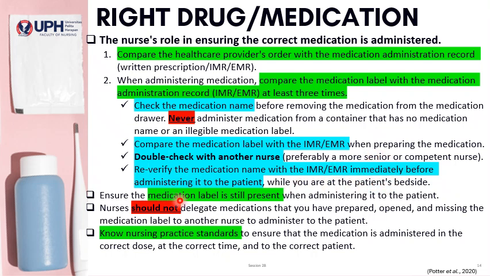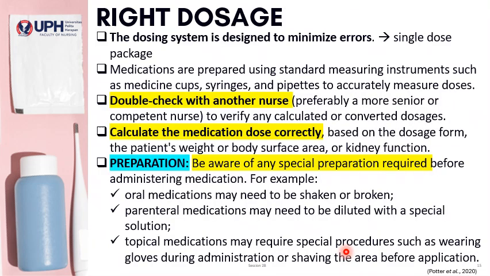Then you see that the medication is there, the label is there, and you're not giving medication deliberately to another person. For example, if I'm the one preparing it, I cannot give it to you to administer to the patient. So if I prepare it, I'm the one giving it to the patient. And then you have to know the nursing practice standard: you ensure that you have the correct dose, correct time, and the correct patient.